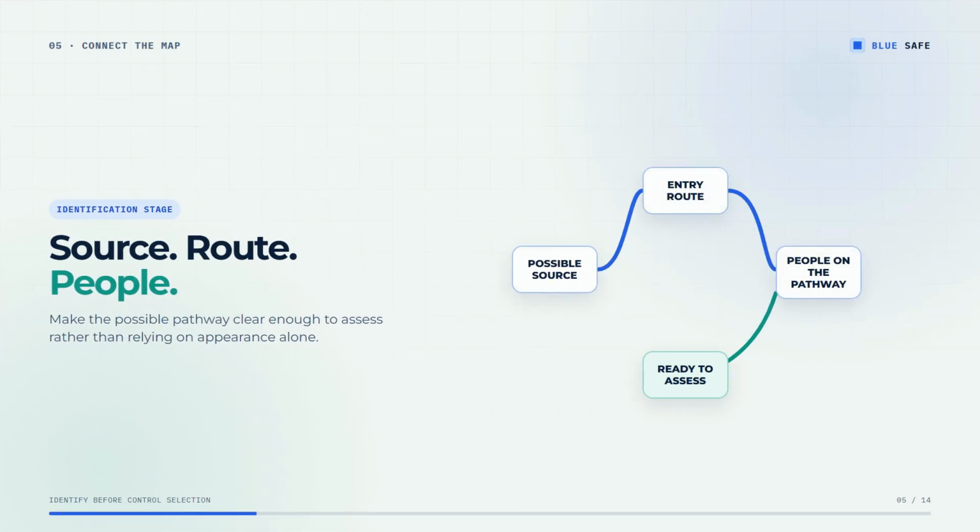Start with the possible source. Follow each relevant entry pathway. Then consider who may be connected to that pathway during the work. This is the identification stage, making the possible route visible enough to assess rather than relying on appearance alone.